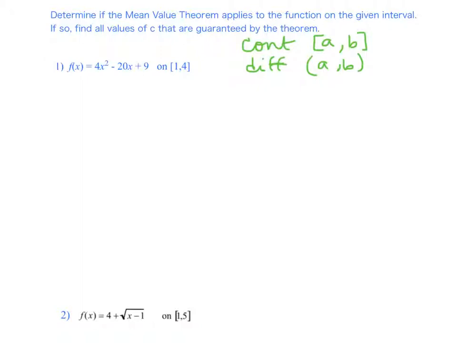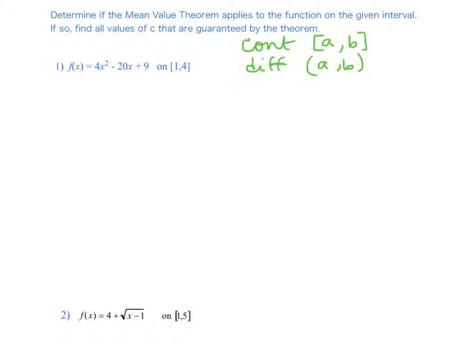It says we have f of x equals 4x squared minus 20x plus 9 on the closed interval 1 to 4. All right, so when we're looking at this problem, we have to answer, is it continuous, is it differentiable? So first of all, this is a polynomial function. When we have a polynomial function, we know that the domain, the x values that I'm allowed to put in, which would make it continuous, would be all real numbers. It is a continuous function no matter what x's you put in.